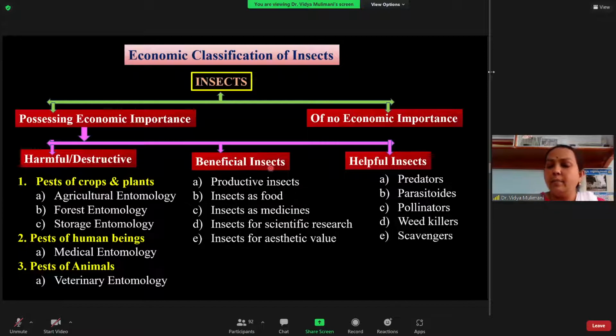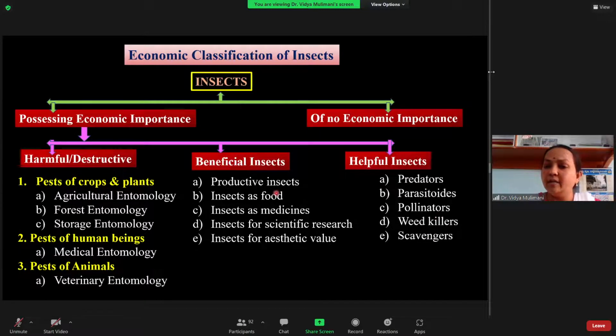The second is the beneficial insect. Beneficial insects means you are getting some profit or some product from these insects. That is why you are calling them beneficial insects. Helpful means they are helping us either by predating, or by parasitization, or by feeding on weeds, or as scavengers or pollinators. So they are helping us. They are not giving anything directly, they are helping indirectly.